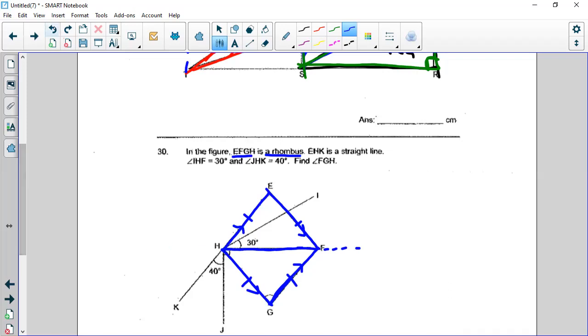Then what do you do next? Put the question mark. Where is your FGH? So your FGH is over here. Okay, then don't care about the question mark.